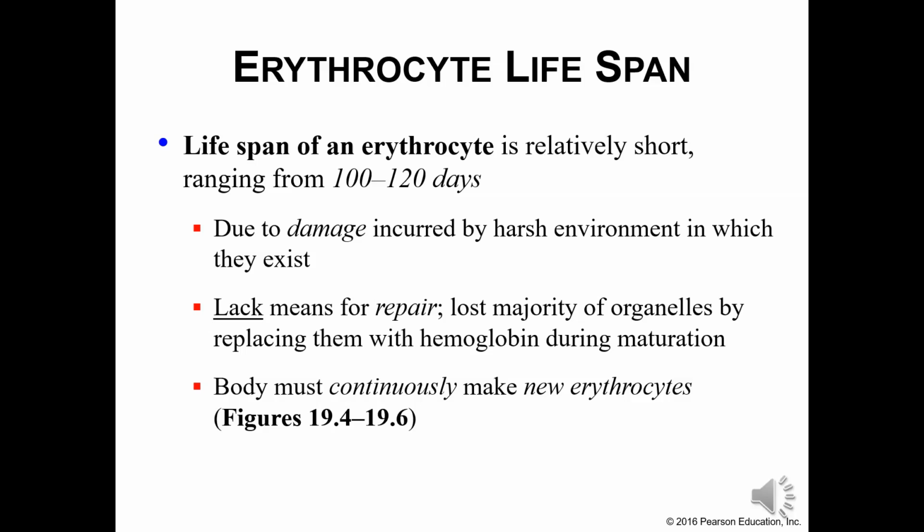Your red blood cells don't live a tremendous amount of time. They live for about 100 to 120 days, about 3 to 4 months. That's primarily because of the damage they incur as they go through the different tissues supplying them with oxygen. And also remember, they lack any means for self-repair. They've already lost the majority of their organelles by replacing that cytosol with hemoglobin during their maturation process. So your body has to continuously make new red blood cells.